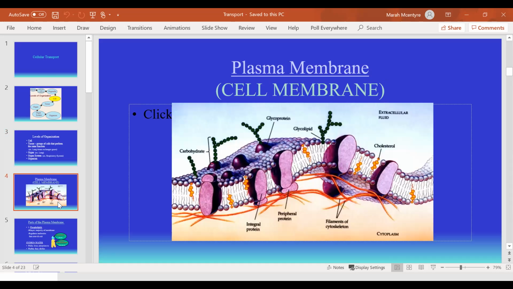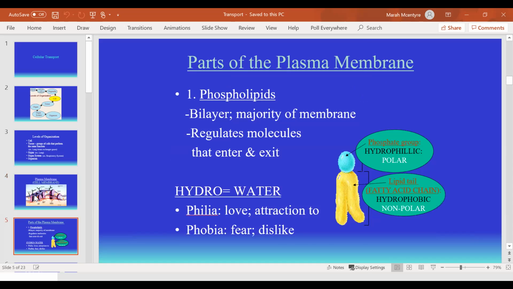Okay, our plasma membrane or cell membrane, those mean the same thing. And you will need to know how to identify these different components on a diagram. So make sure you know what these look like and also what they do, which is what we're about to talk about. Okay, so parts of the plasma membrane.